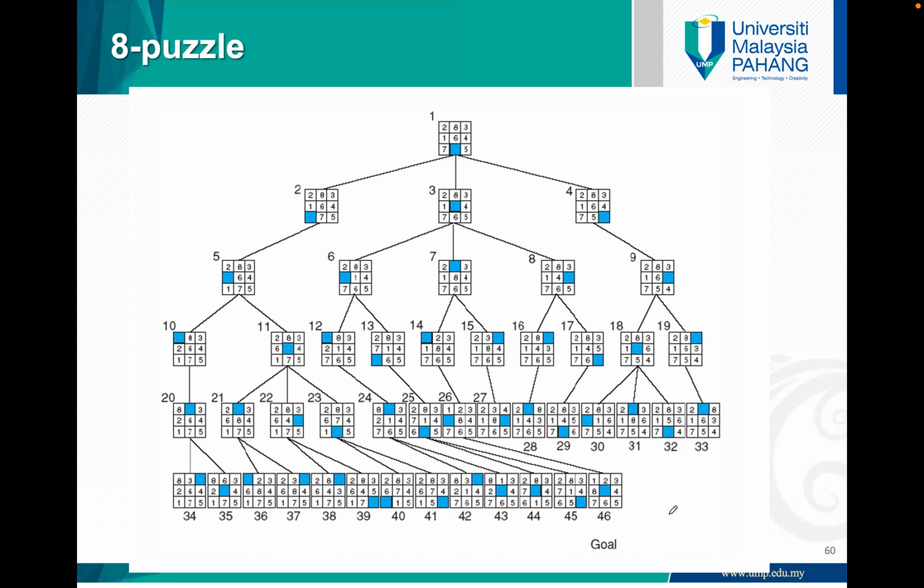So for that example earlier, the DLS algorithm will return failure. That means no solution. The reason is that the goal is beyond the limit. The limit here is 2, but the goal depth is 4. We want to go from A to O, but O is located in the 4th level. So you will never get to O because the depth limit for this one is only 2. So the algorithm will return failure. No solution.